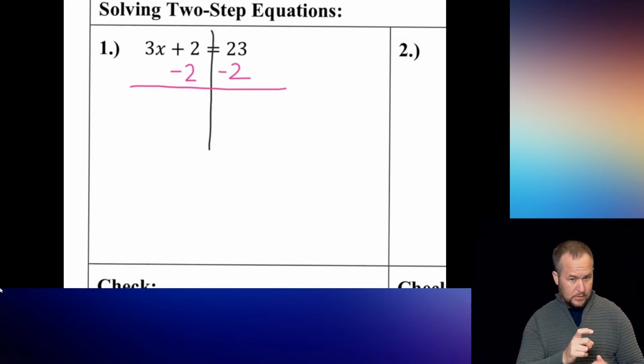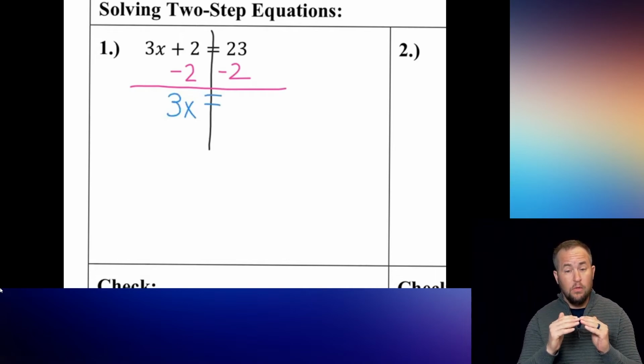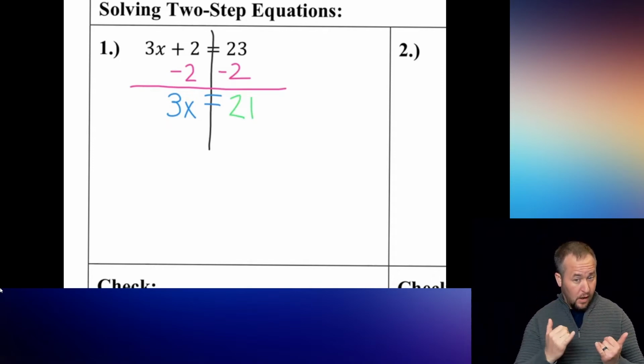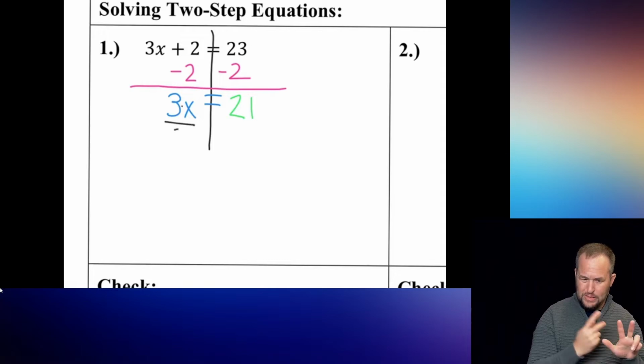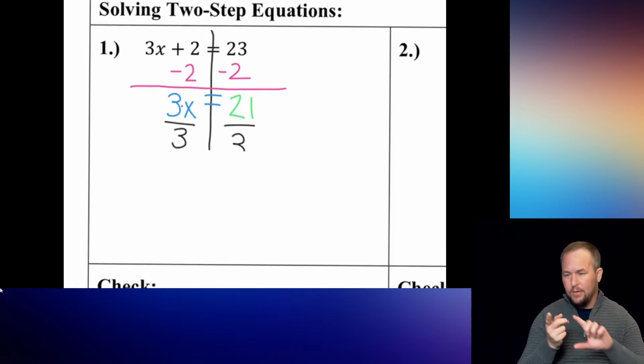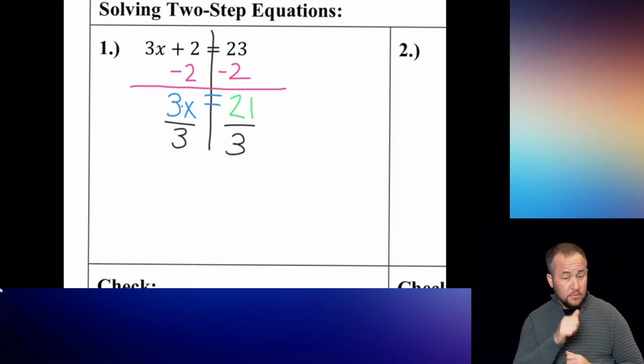So all I have now is just 3x on this left side. And then I had 23, and I took 2 away for a total of 21. And then our last step, now it's just down to a one-step equation rather than 2. To get x by itself, I know that there is a multiplication sign in between the two, so I'm going to divide both sides by that 3, not by 21. I'm going to divide by 3, and I'm going to show this work.